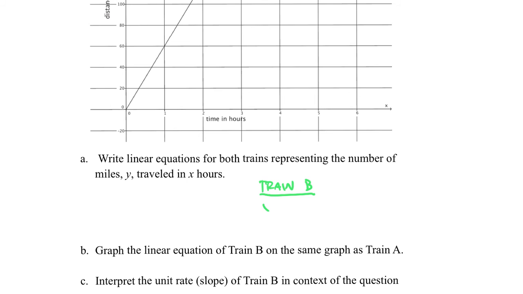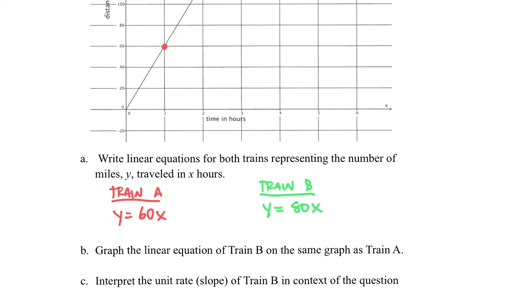Okay, so train B we just did. Train B, we know, goes 80 miles per hour. Whereas train A, let's figure it out. Train A, here's a nice point right here. Look at this. Train A went 60 miles in 1 hour. So train A is 60 miles per hour.